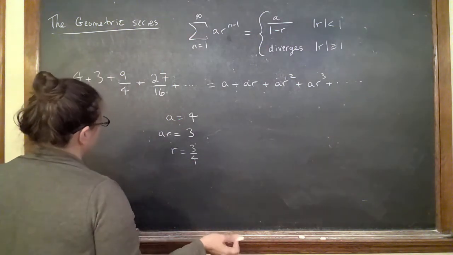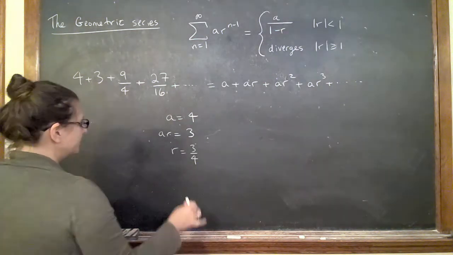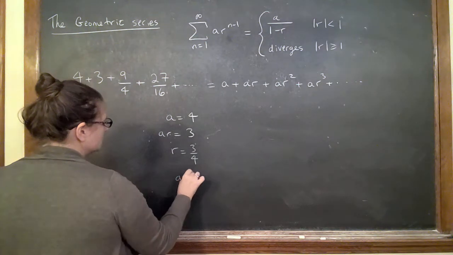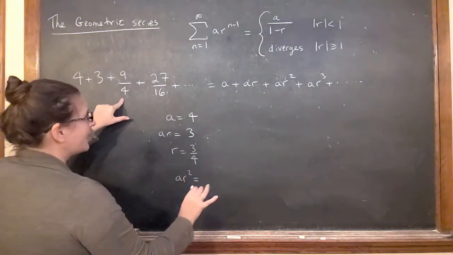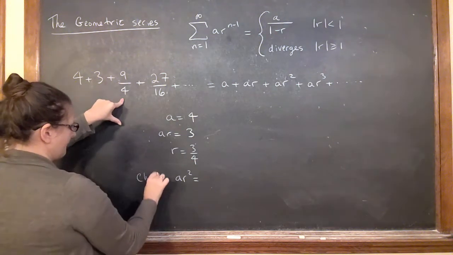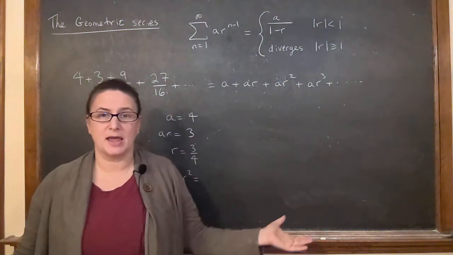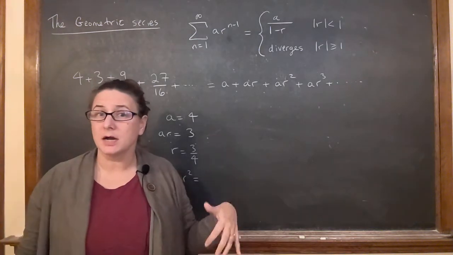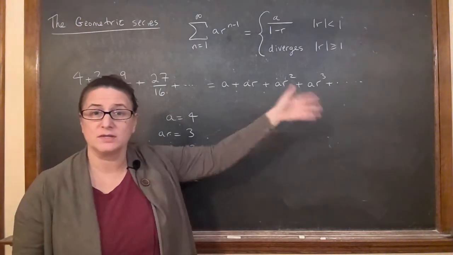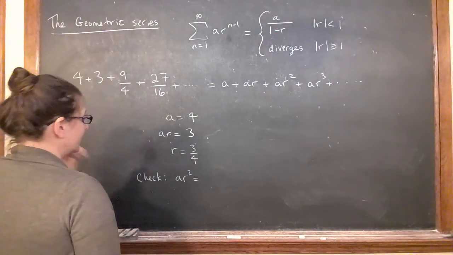Because, and it kind of does look like it makes sense, but let's make sure that it goes with the other terms. So AR squared then, just checking that this is right. That's what I'm doing here. Because you could take any two terms and come up with A and R, but it's not going to necessarily tell you that it's right. What if it wasn't a geometric series? In this case it is, but we're going to check.